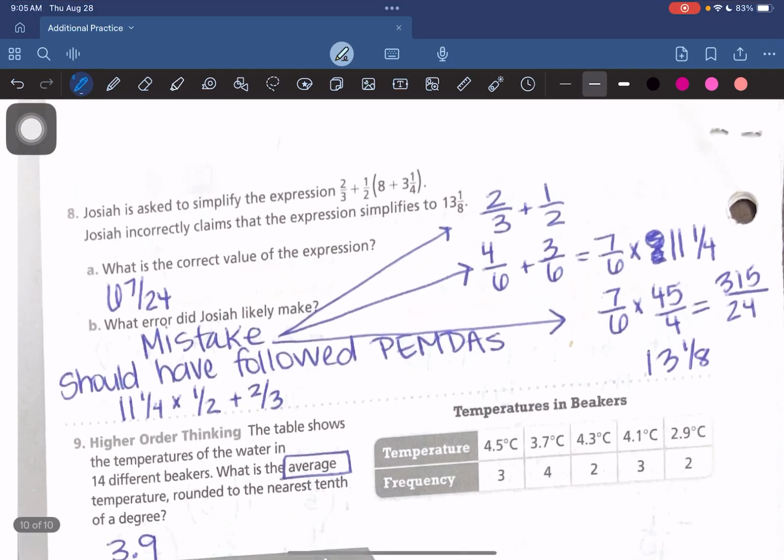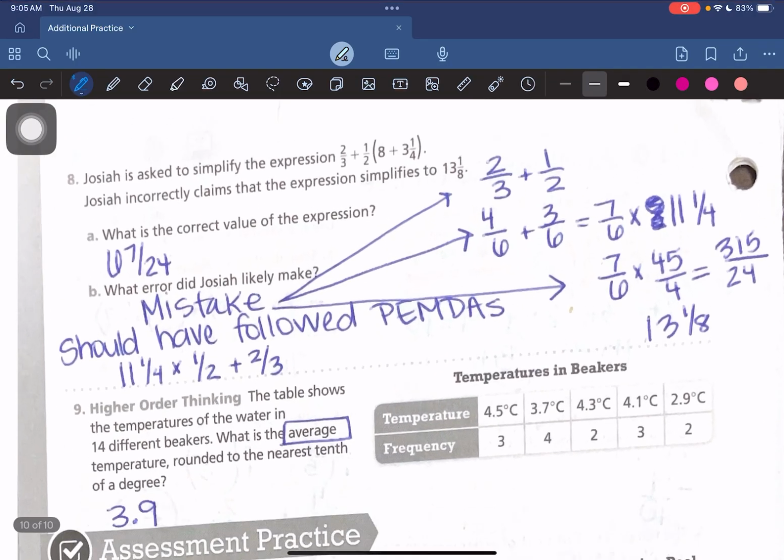Our last page, guys. Josiah is asked to simplify the expression 2/3 plus 1/2, and then in parentheses we have 8 plus 3 1/4. He incorrectly claims that the expression simplifies to 13 1/8. The correct value of the expression is 6 7/24. The mistake that he made is he did not follow his order of operations. He just went from left to right.